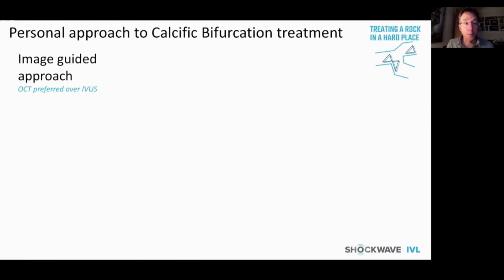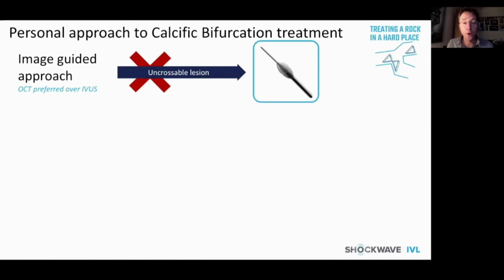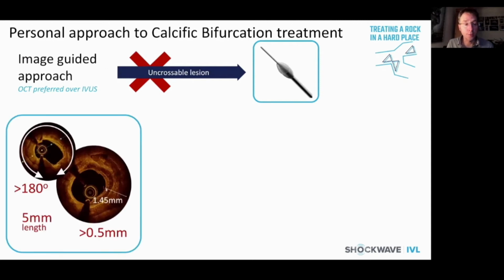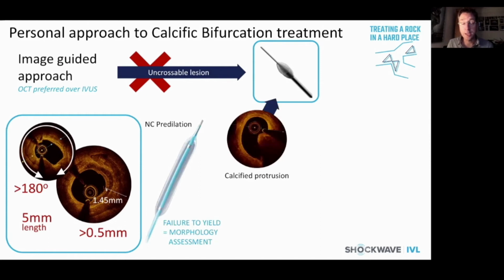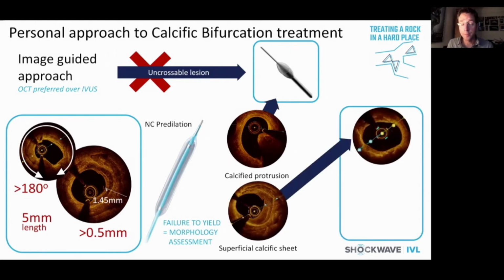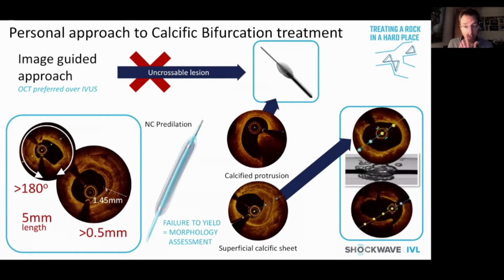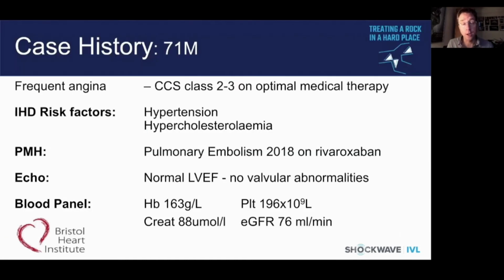So my personal approach is an image-guided one. Where uncrossable, I'll be using rotablation. Where we see evidence of significant burden of calcification according to the criteria I've identified, then firstly I'll palpate with a non-compliant balloon. But if there's failure to yield, and if the imaging shows calcified protrusion, then I'll look to debulk. In the presence of more circumferential calcium, then I'll turn to IVL for the purpose of fracture, with further imaging to identify effective modification. Let me show you a case.